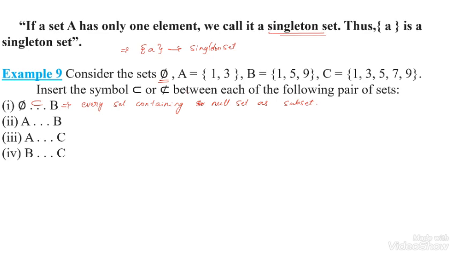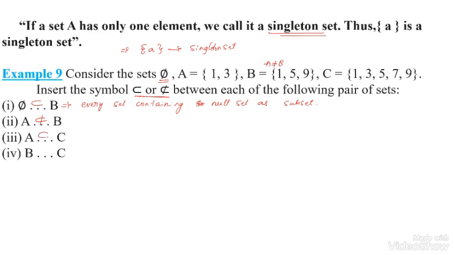Now here A contains the elements 1, 3 and B contains the elements 1, 5, 9. Both sets differ, so A is not equal to B. That's why A is not a subset of B. We have to check subset or not. Here A is not a subset of B because the element 3 is not present in set B.